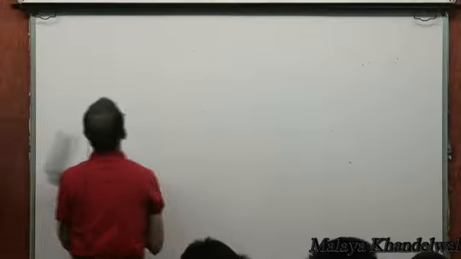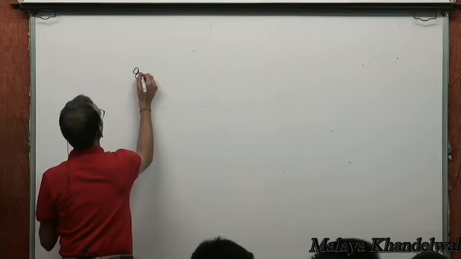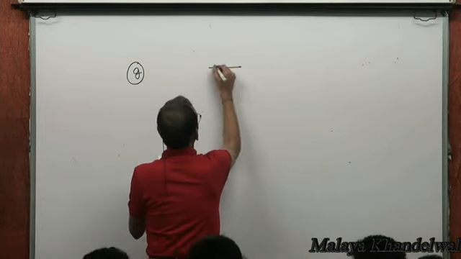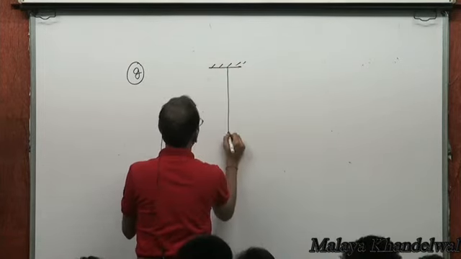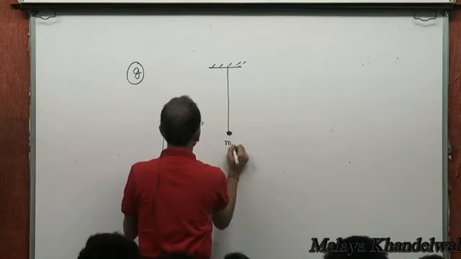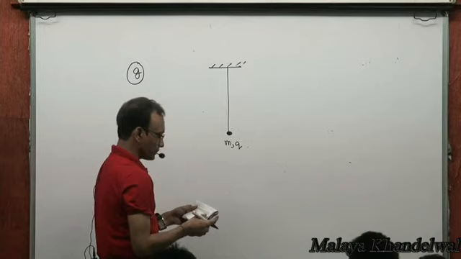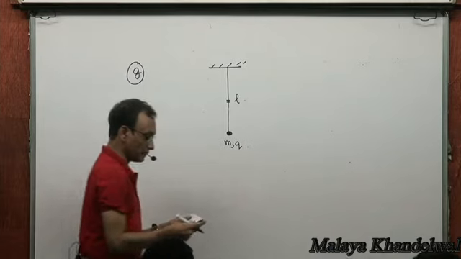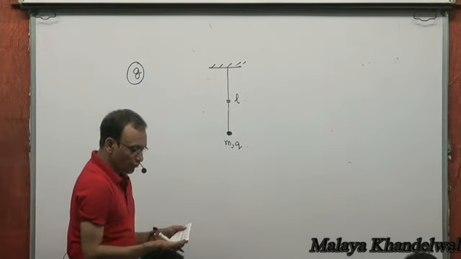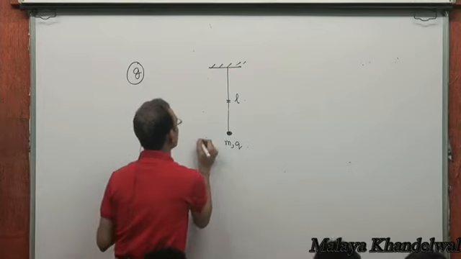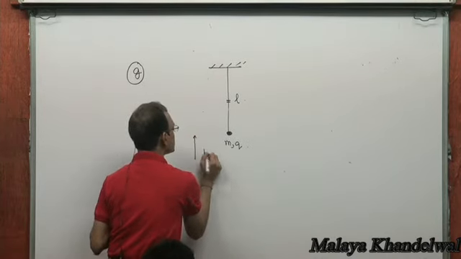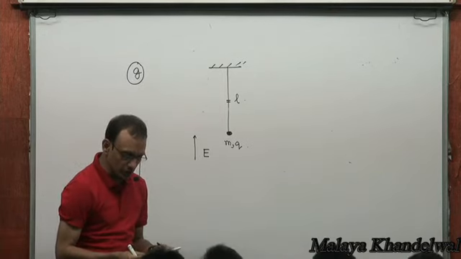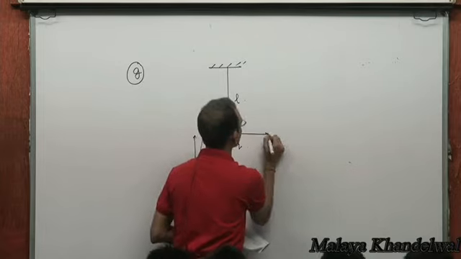So problem G. There is a ball of mass m and charge q in a vertical plane at the end of a string of length L, in a uniform electric field whose lines of force are directed upwards, E upwards in this region, right? What velocity must be given to the ball in the lowest position so that it completes the circle?